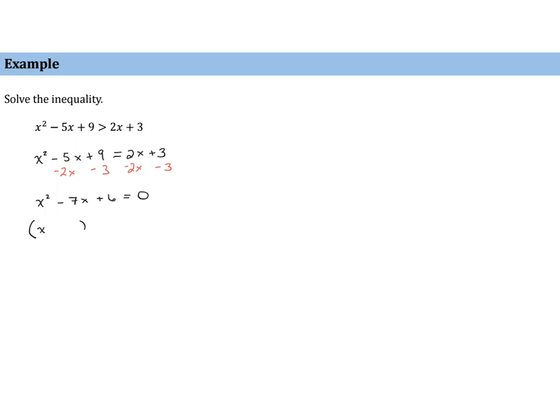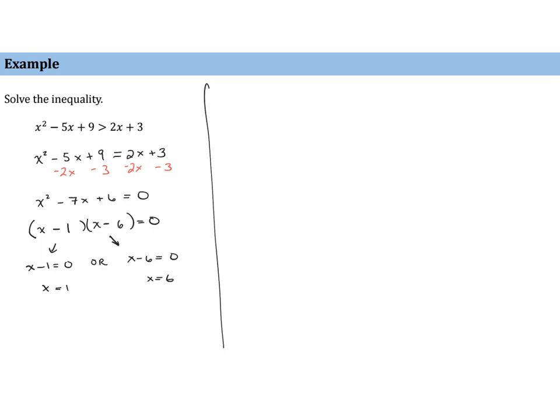So we have x and x, and then we have a positive 6, so the signs will be the same, and we will choose the sign of the negative 7. Now, how will we break up 6? We could try 2 and 3, or 1 and 6. So let's go ahead and, if we FOIL that out, we would see that x minus 1 times x minus 6 is correct. So x minus 1 equals 0, or x minus 6 equals 0. So this tells us x equals 1, or x equals 6. So that is the solution of the equation, not the inequality, but the equation.